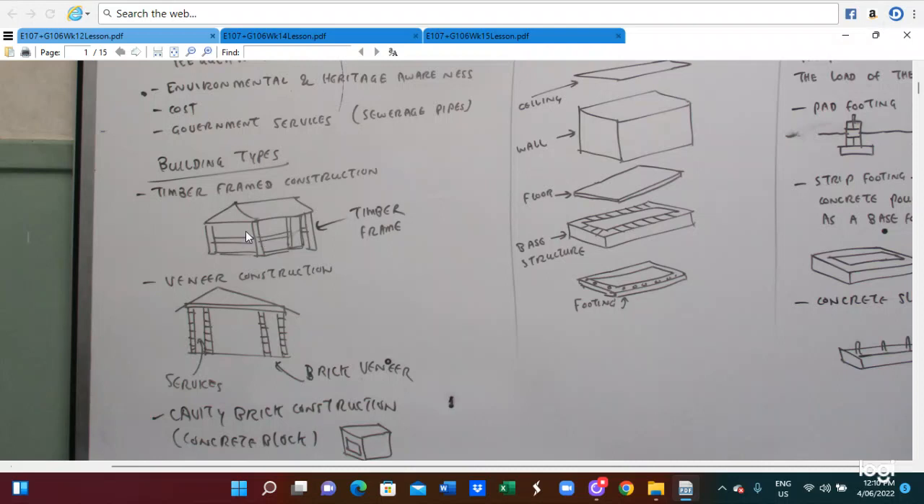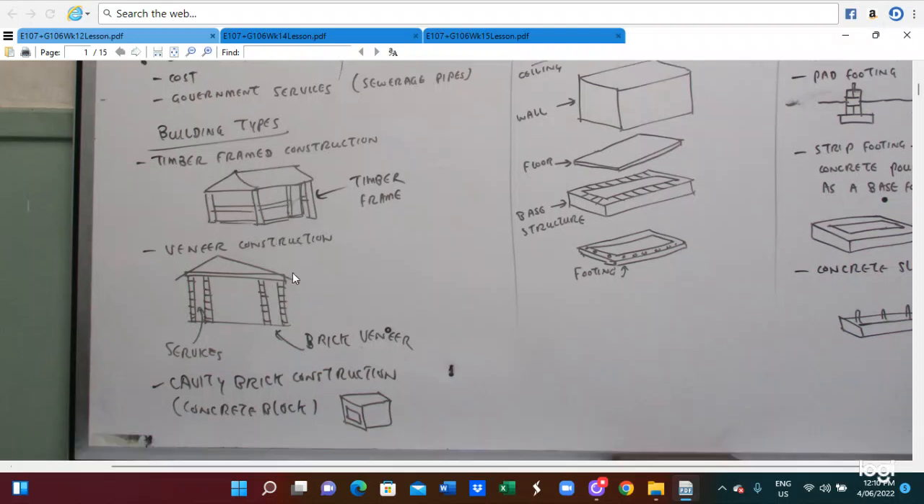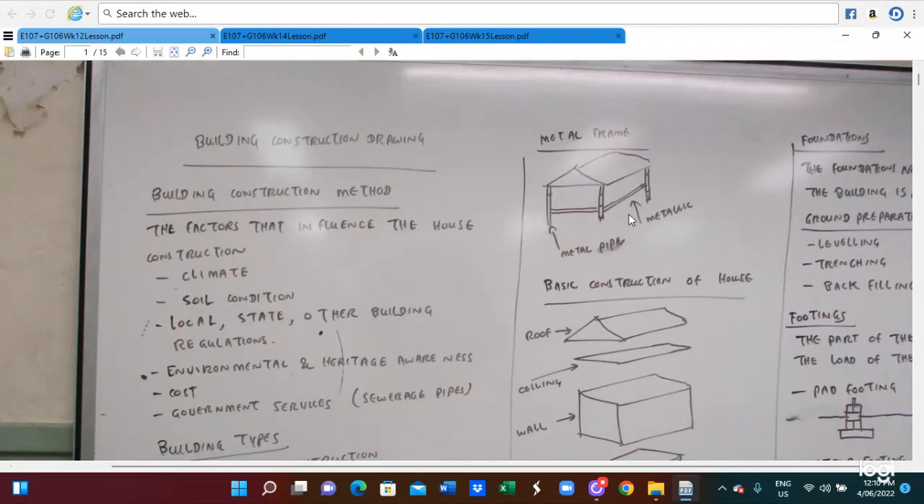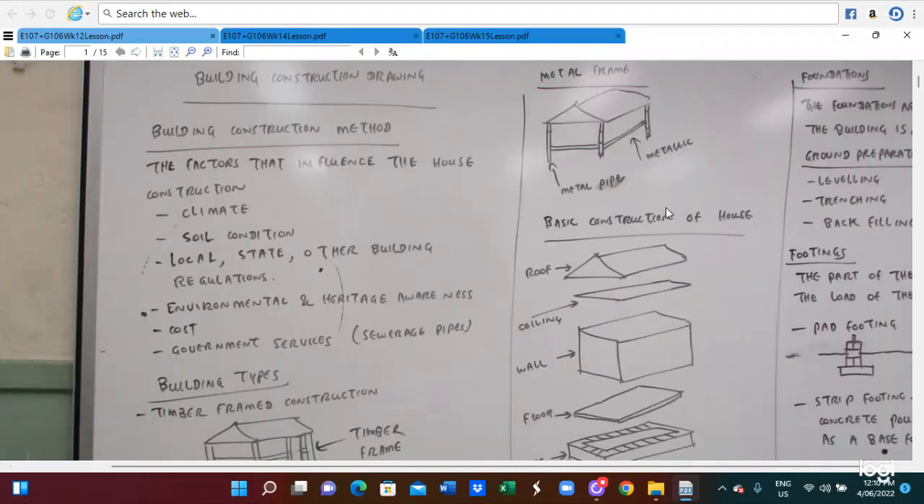Here is a building type. This building is a timber frame construction. Here is a veneer construction type. There will be a brick veneer, and this is a cavity brick construction method. Here are the methods of frame building, all the methods by which we build a building like this.